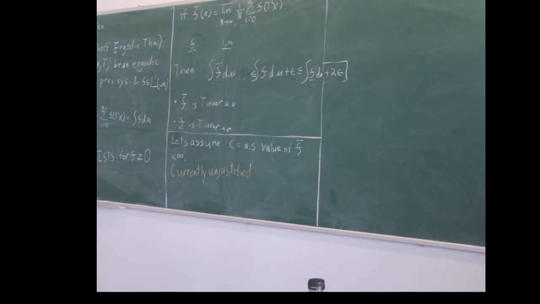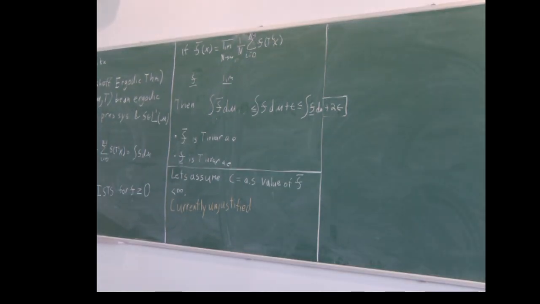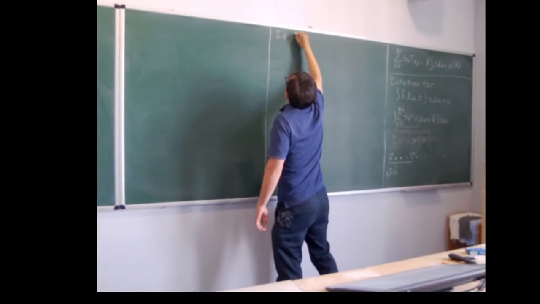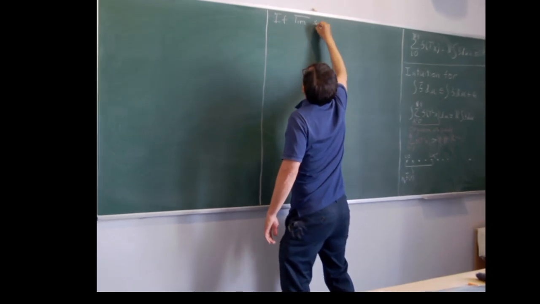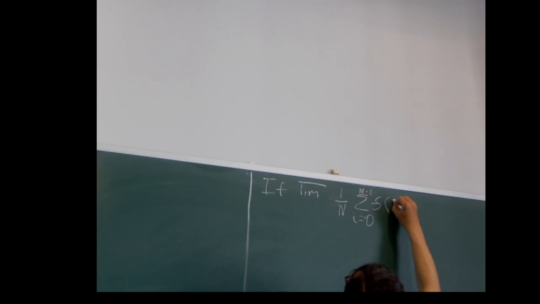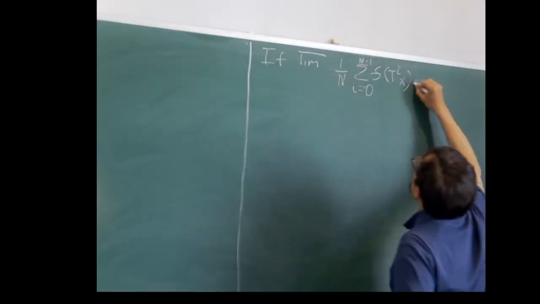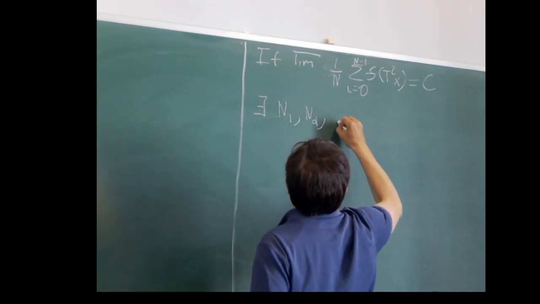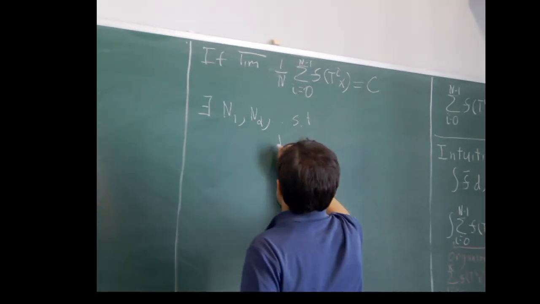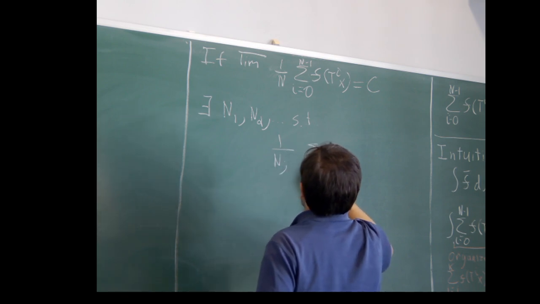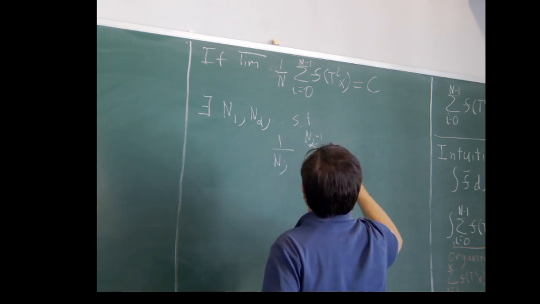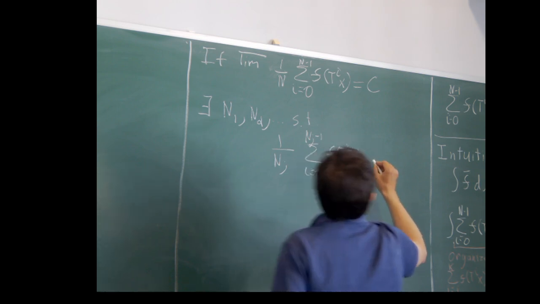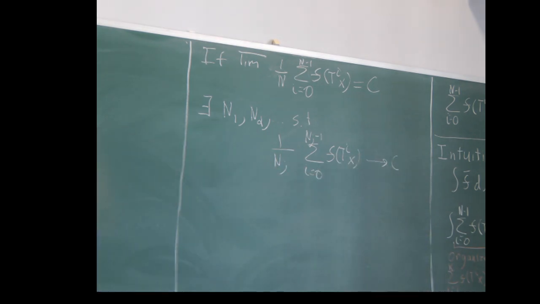Thanks. So let's do some preliminaries. Now if the lim sup of 1 over n of the summation from i equals 0 to n minus 1 of f of T to the i of x is equal to some c, then there exist n1, n2, and so on, so that 1 over n sub j times the summation from i equals 0 up to n sub j minus 1 of f of T to the i of x converges to c. Okay, everybody happy about this?